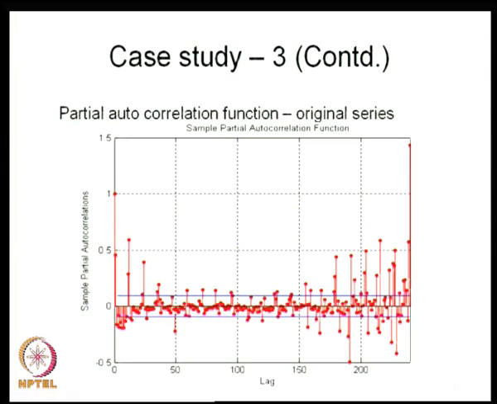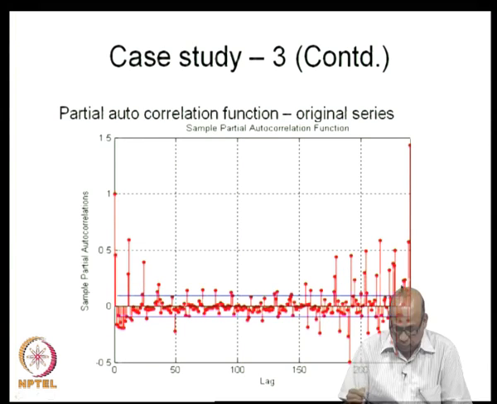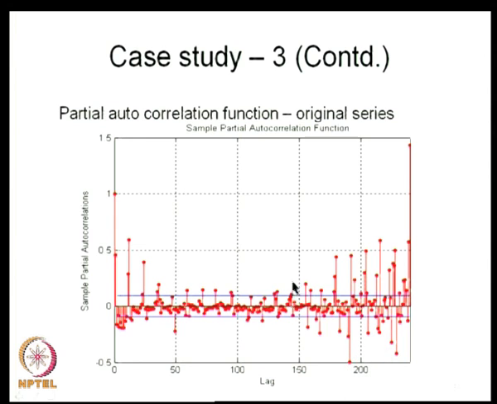Now, let us look at what the partial autocorrelations say. The partial autocorrelations also are significant at several lags, especially towards the end, but if you leave out these farther points, there are significant partial autocorrelations at the initial locations. Even these are significant, somewhere around 8, 10 etcetera, these are quite significant here.